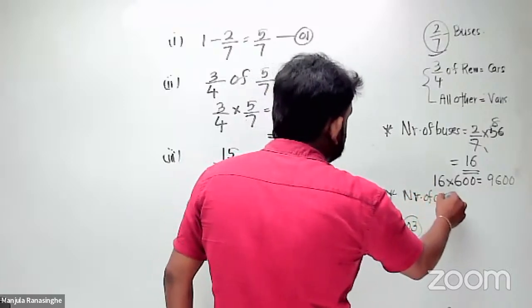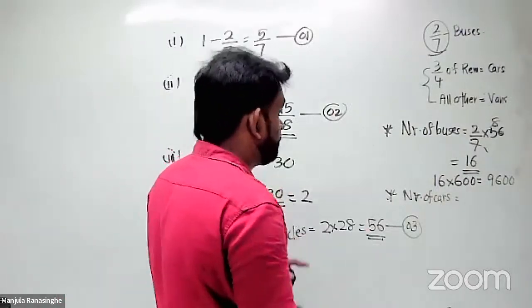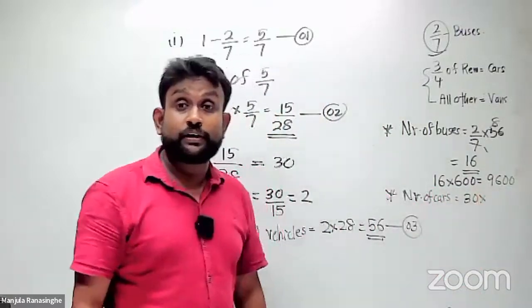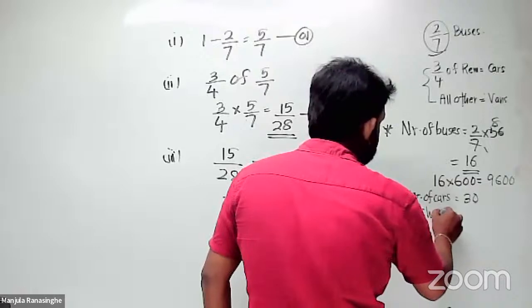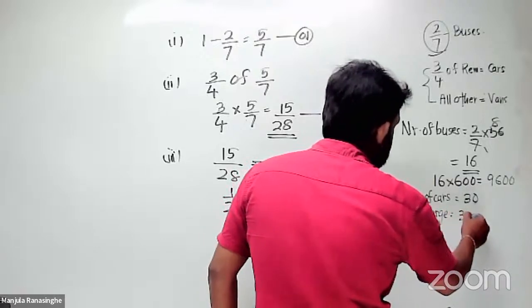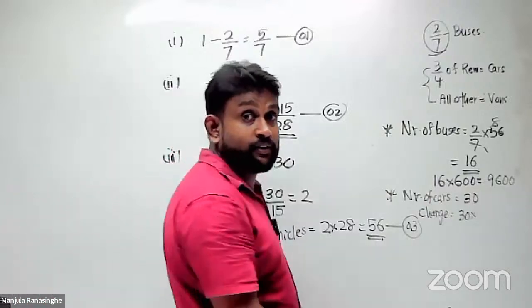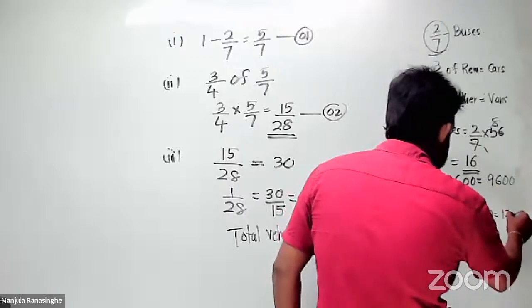Then you take number of cars. Number of cars is given in the question. Cars is 30, no need to calculate again. Then what is the charge from the cars? Number of cars is 30, so car charge is 400. Right, then 30 into 400, that gives you 12,000.